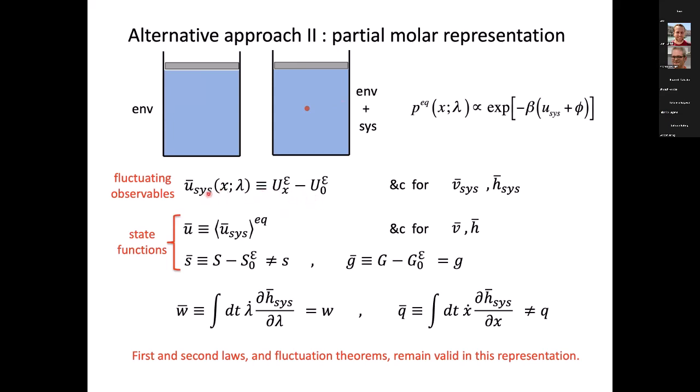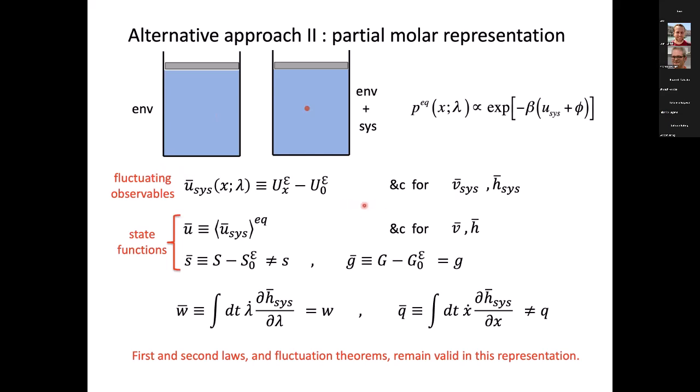So in effect, I'm defining the internal energy of the system of interest by the effect that I have on the total energy upon adding this system of interest to the bare environment. Okay, and I'll define volume and enthalpy in exactly the same way. And here I'm using overbars again to distinguish them from the previous definitions for these quantities.